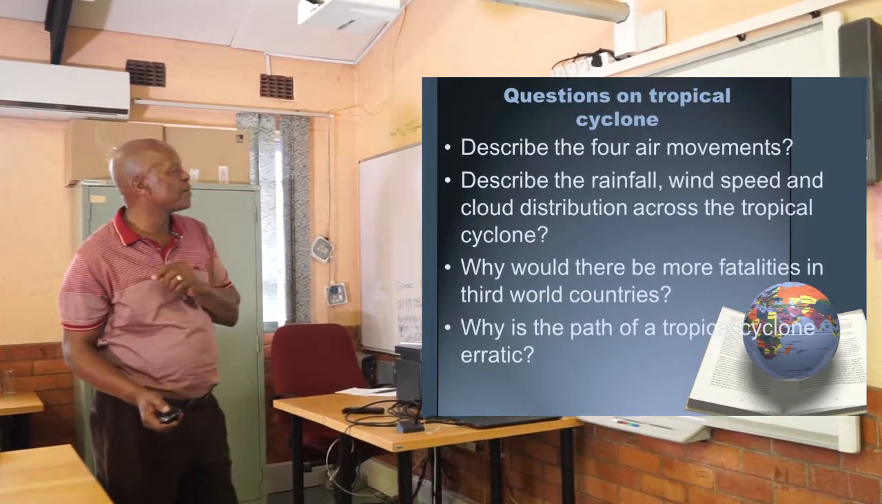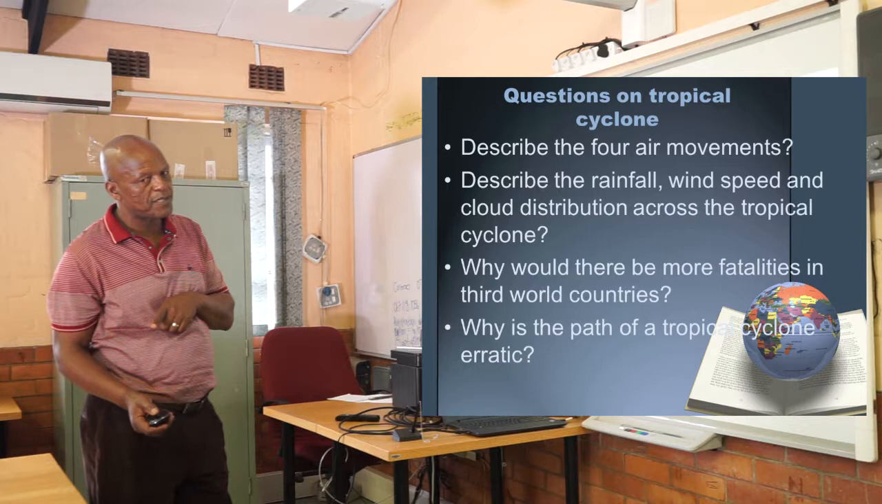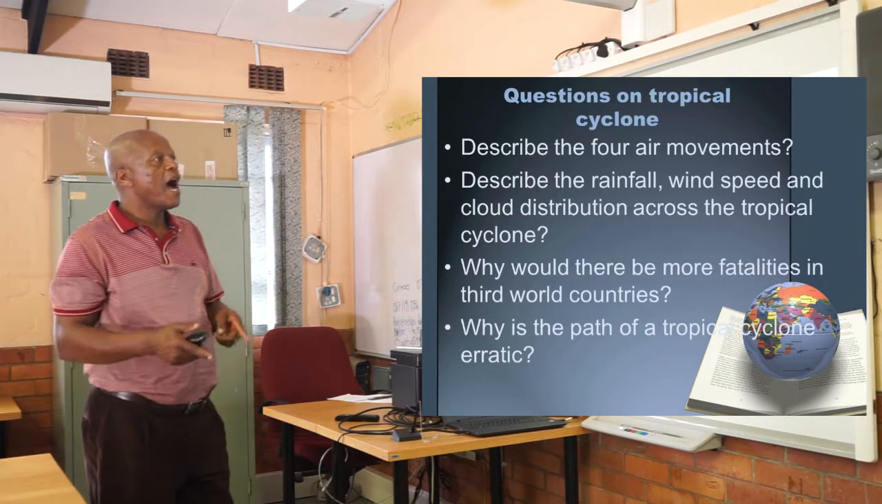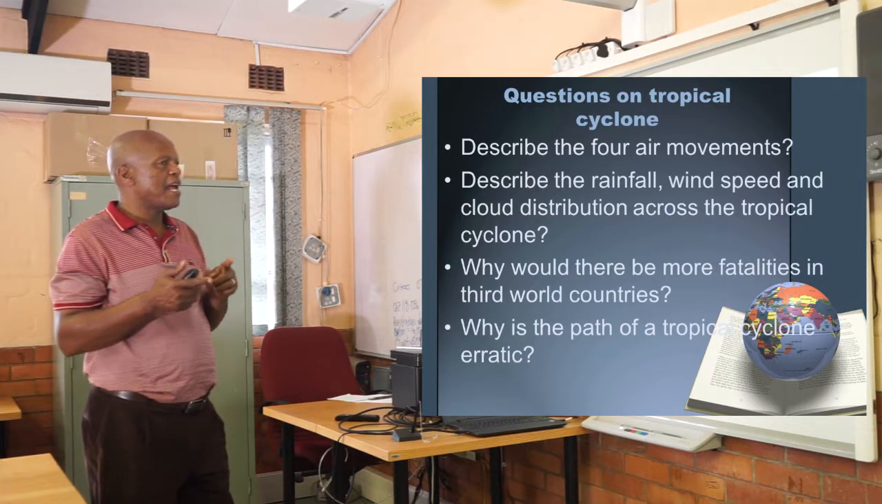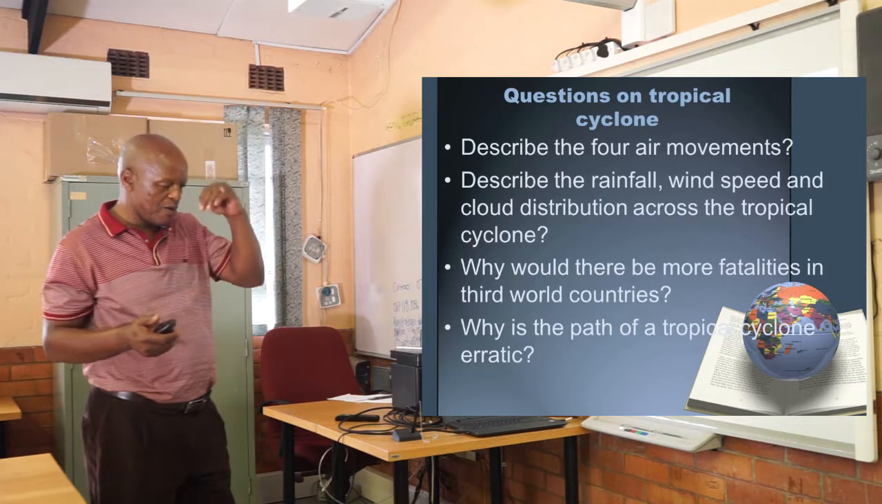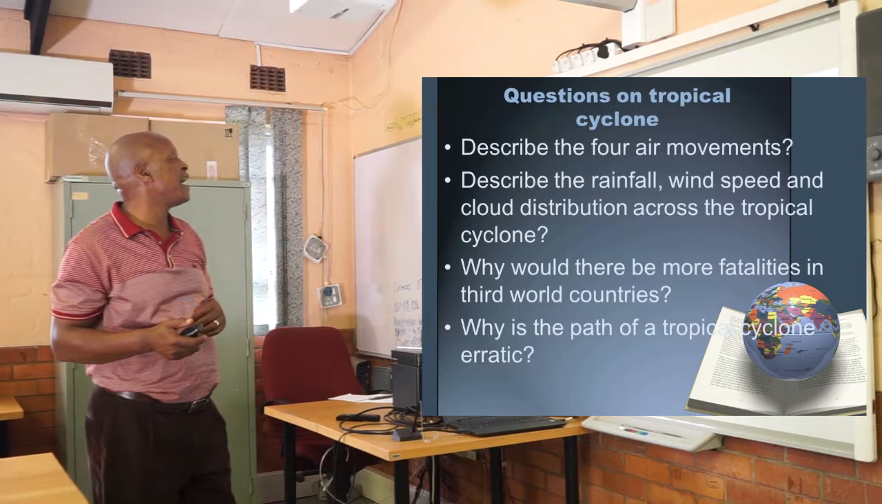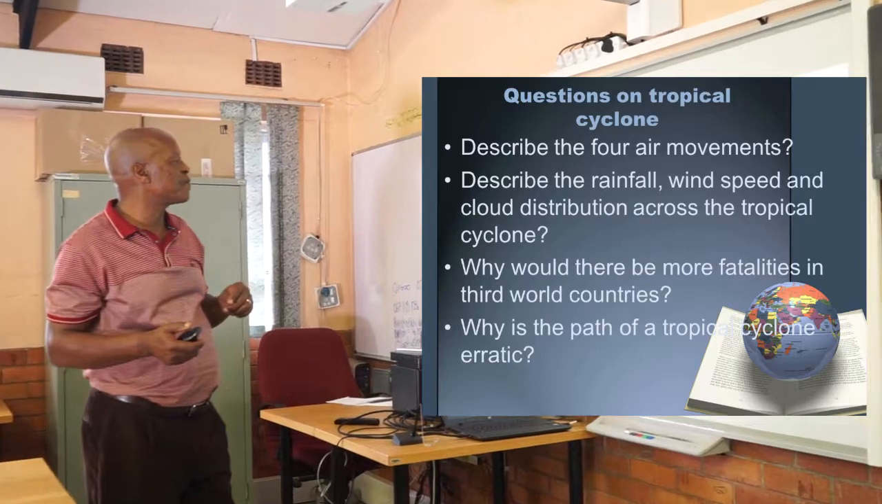Questions on tropical cyclone. Describe 4 air movements. We've talked about them. Surface convergence, upward movement of air around the eye, upper air divergence, and downward movement of air in the what? In the eye. Describe the rainfall, wind speed, and cloud distribution across the tropical cyclone.